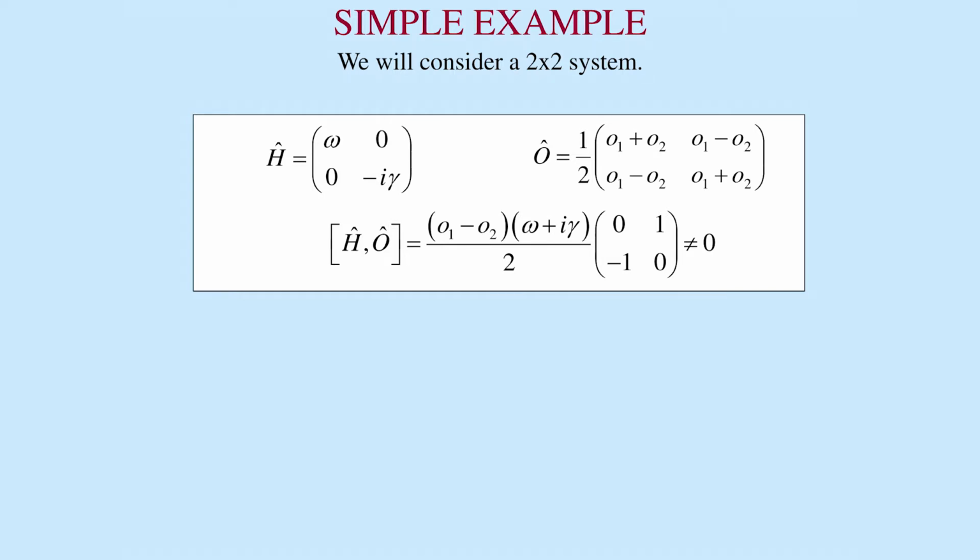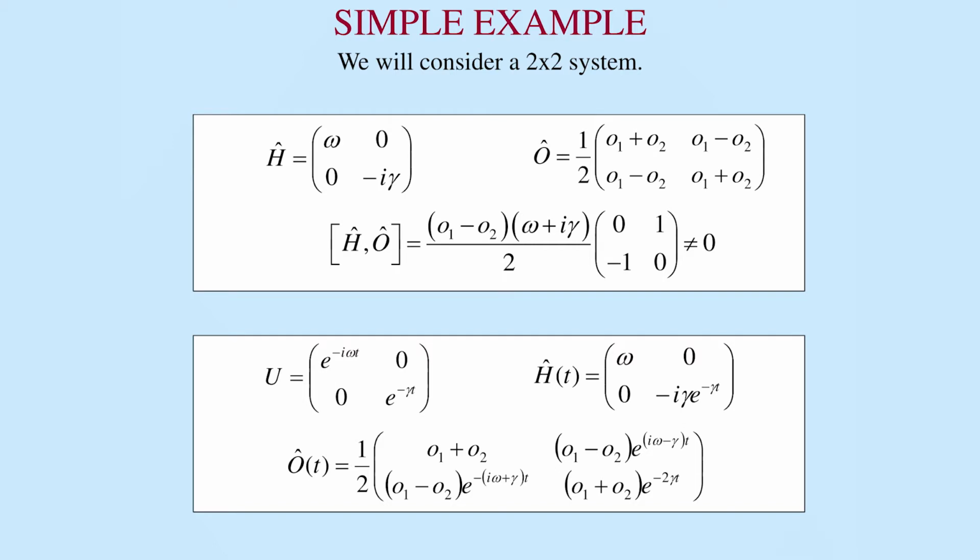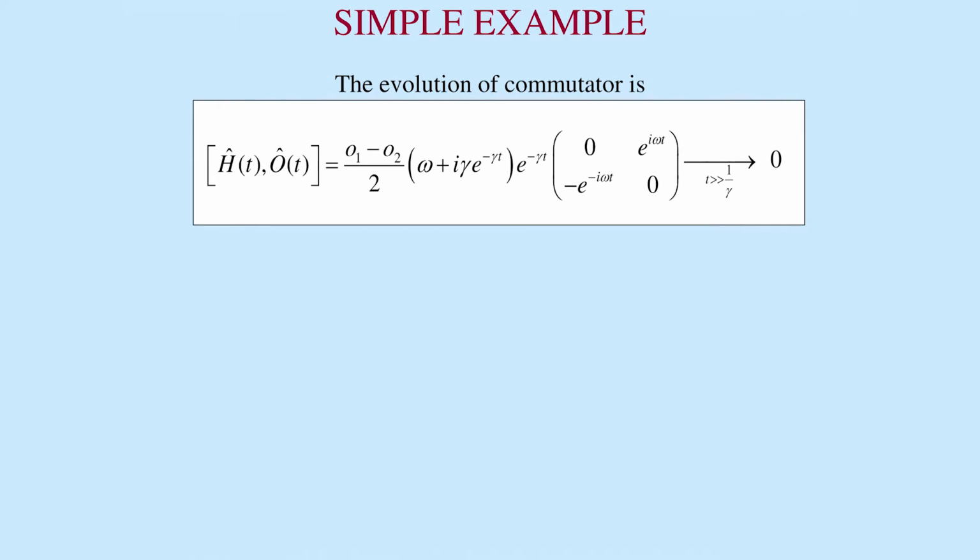Well, here is a very easy example. It's a toy model, not a realistic model, only to show the general idea of this approach. Here we have a two-level Hamiltonian with a real eigenvalue and an imaginary eigenvalue. Here we have an observable, and we can see that at the beginning they do not commute. Then we consider the time evolution operator given by this, and we can obtain the Hamiltonian at different times, and also the evolution of the observable, and we can also compute the commutator, and we obtain this expression. So at the end, we have a limit in which they commute.